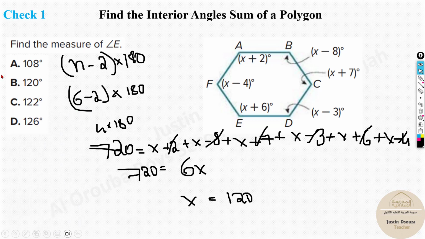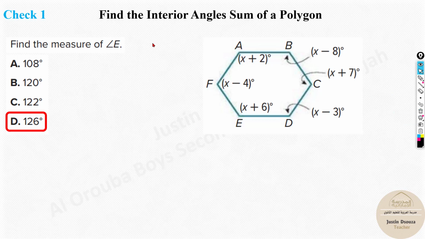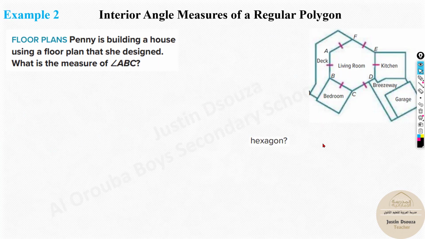Looking at the option, please don't select 120, that is wrong. X value is 120. What you need is E. E is x plus 6. So it will be, add 6 to this, it will be 126. That is the correct answer. So please make sure whenever you find the x value, don't jump to select that answer. No. See what you need to solve. It's only E. So E is 126. That's how we solve it. Now, the real world problem here.